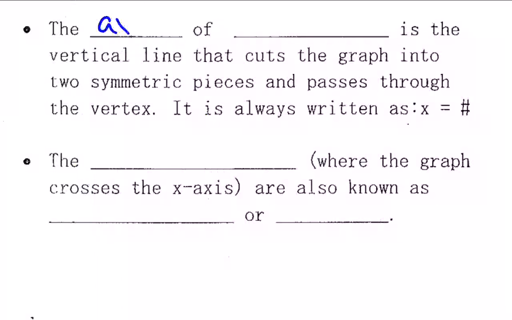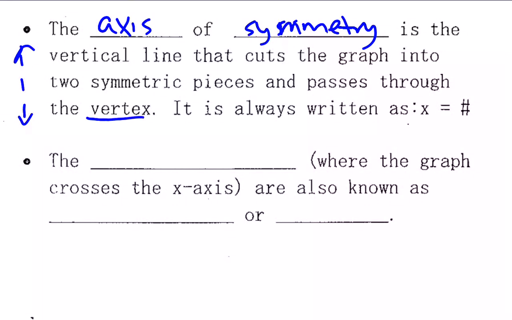The axis of symmetry is the vertical line that cuts my graph into two symmetric pieces and passes through the vertex. It is always written as x equals a number. If you don't put the x equals part, it is wrong.